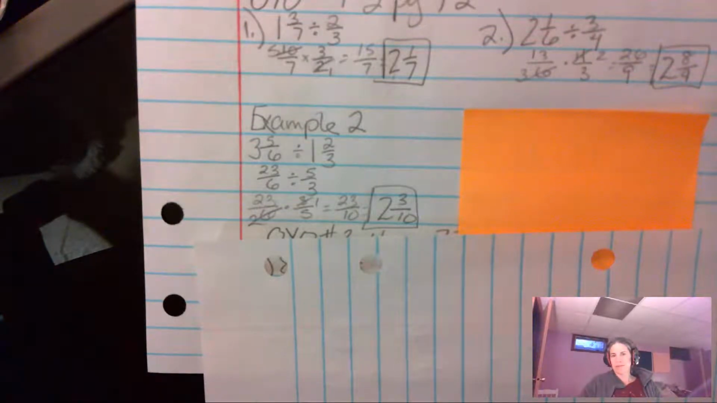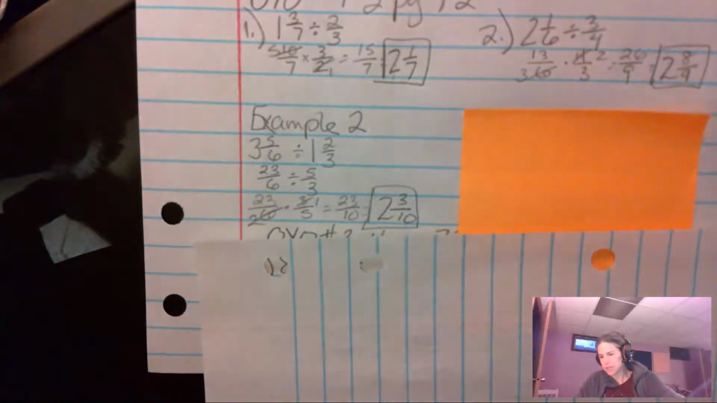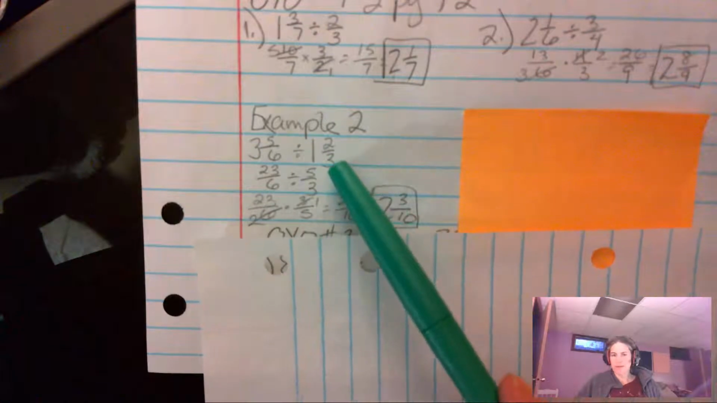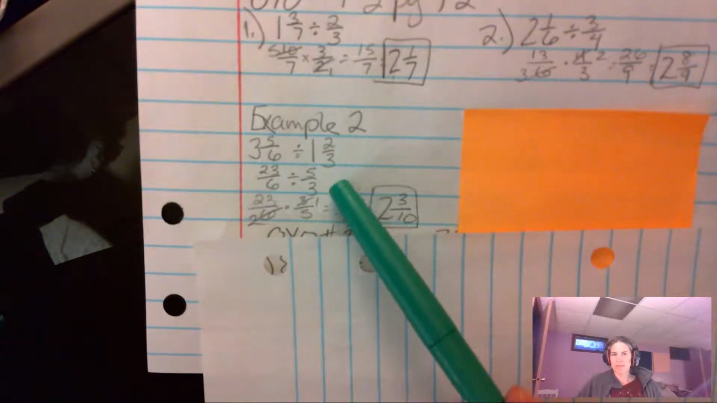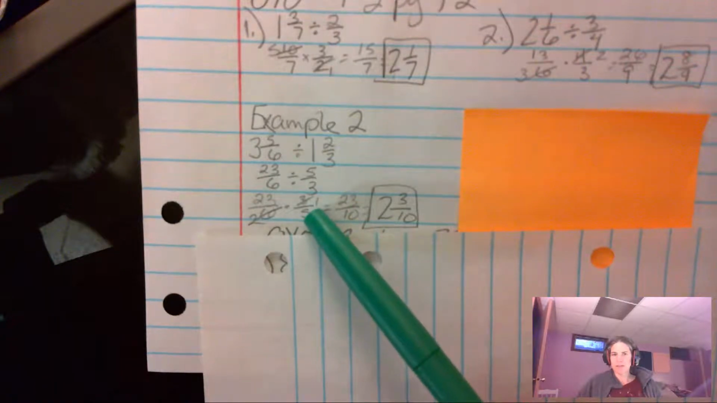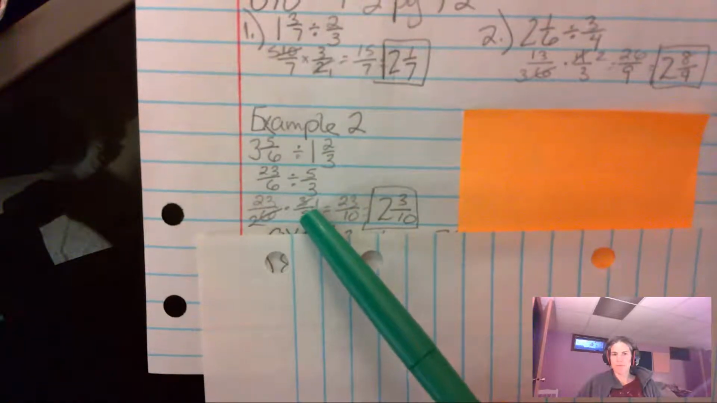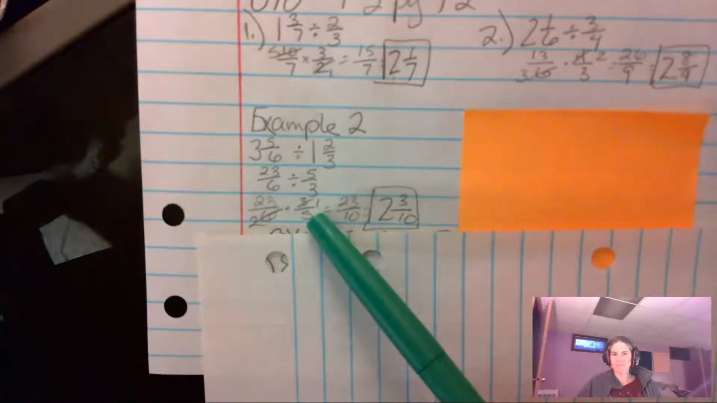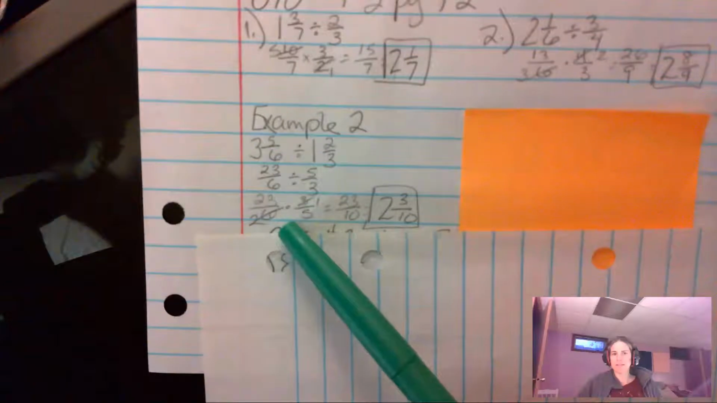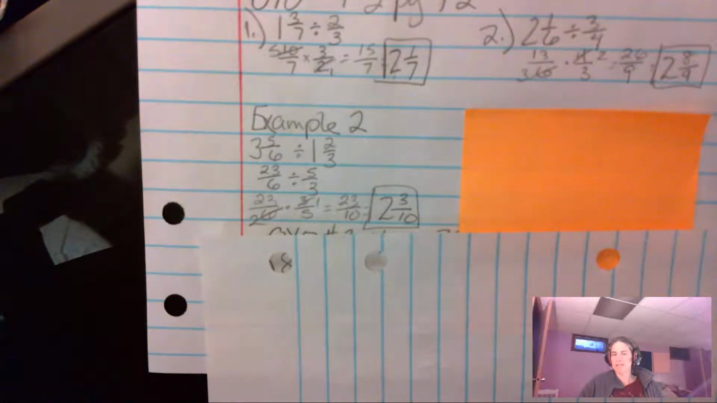When I rewrite that as an improper fraction, I have 23/6. And then I had to rewrite my 1 2/3 as an improper fraction. I get 5/3. Flip the second fraction, so I have 23/6 times 3/5. I could cross cancel or divide out the 3 and the 6 because that is a common factor. I end up with 23/10. 10 goes into 23 2 times with 3 left over, so my answer is 2 3/10.